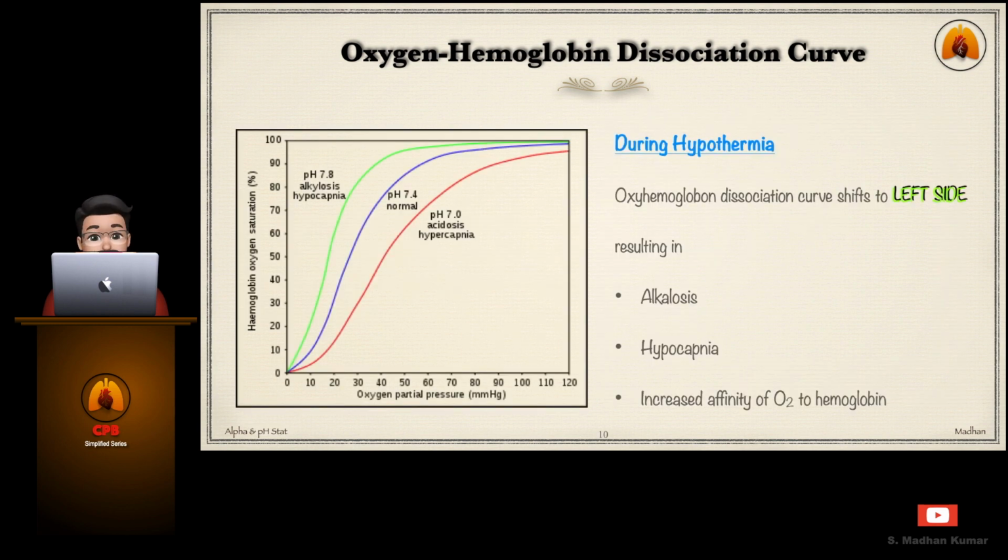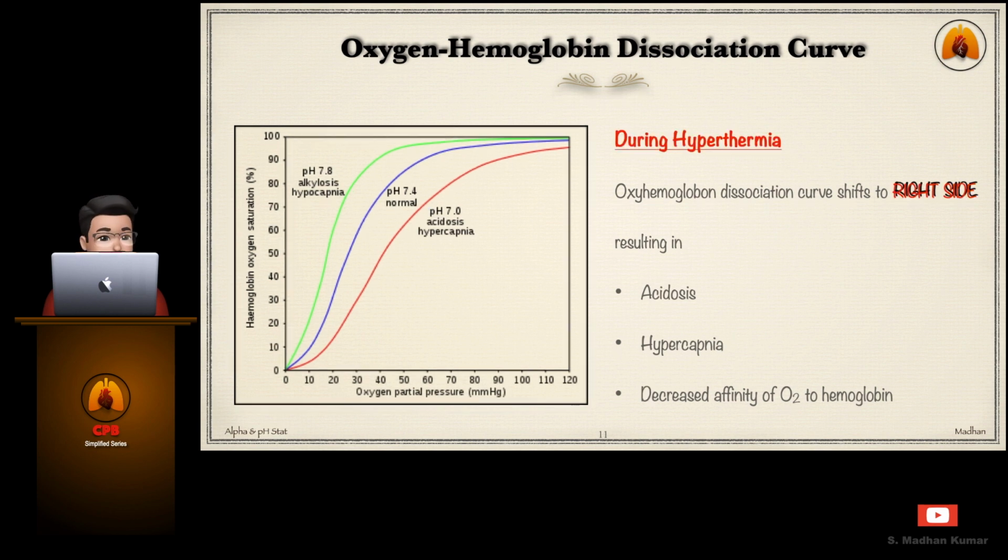During hypothermia, the oxyhemoglobin dissociation curve shifts to the left side, resulting in alkalosis, hypocapnia, and increased affinity of oxygen to hemoglobin. During hyperthermia, the oxyhemoglobin dissociation curve shifts to the right side, resulting in acidosis, hypercapnia, and decreased affinity of oxygen to hemoglobin.